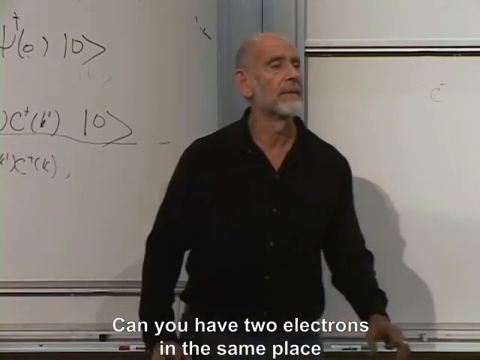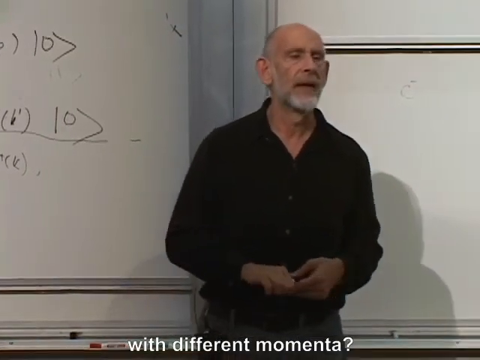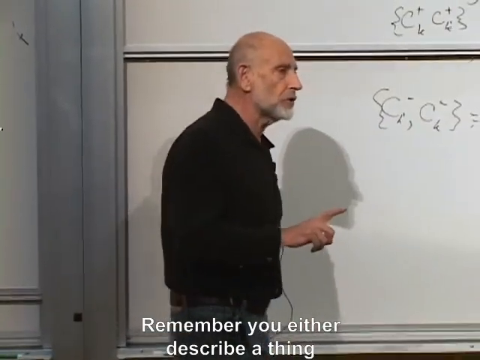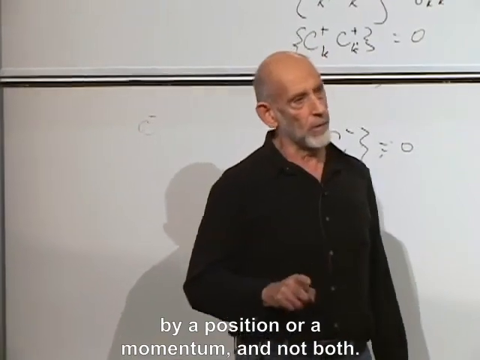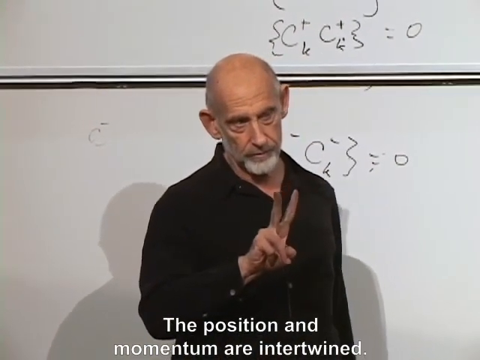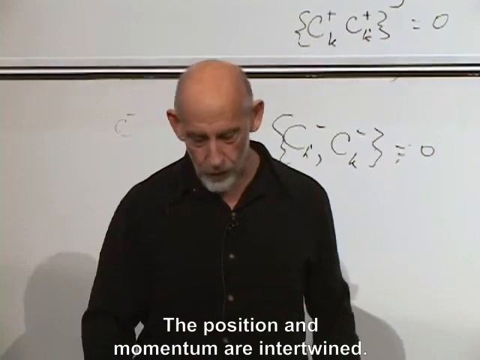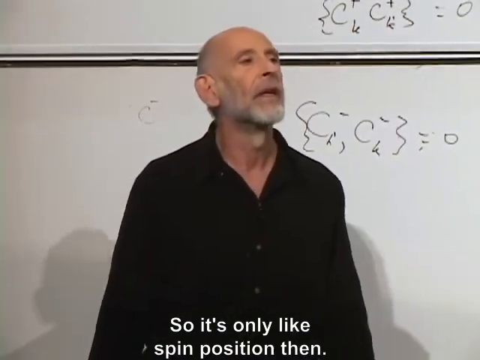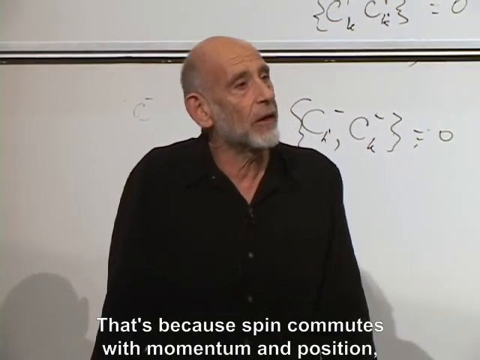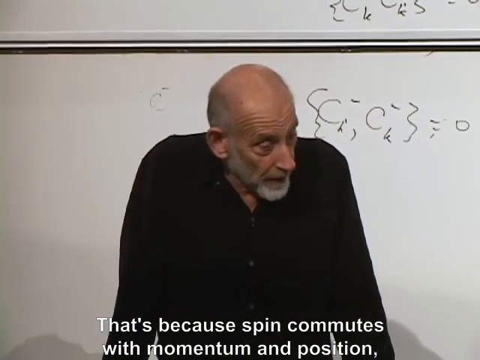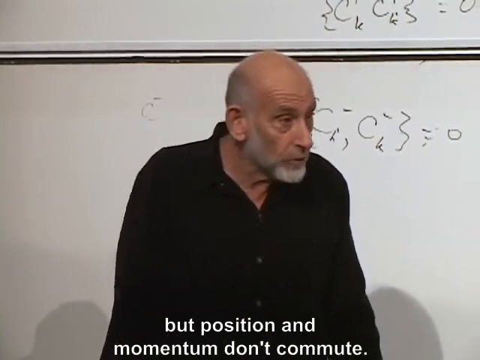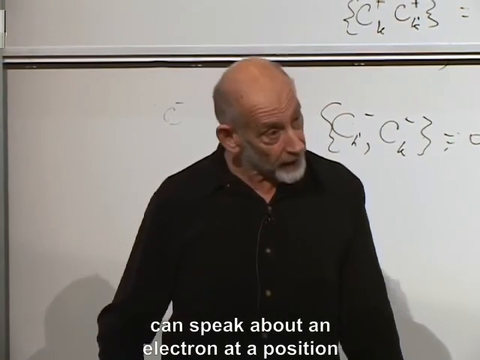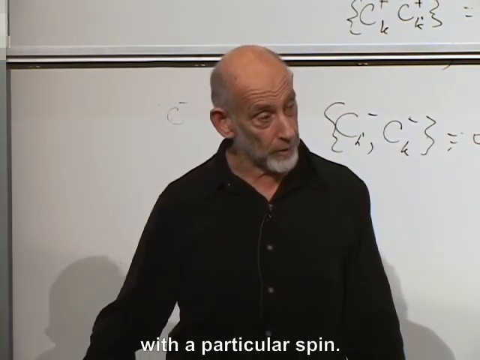Can you have two electrons in the same place with different momenta? No. Remember, you either describe a thing by a position or a momentum, and not both. The position and momentum are intertwined, mutually incompatible. So it's only like spin and position that can be specified together? Yeah, that's because spin commutes with momentum and position. All right, but position and momentum don't commute, so you can't speak about an electron at a position with a momentum. But you can speak about an electron at a position with a particular spin.